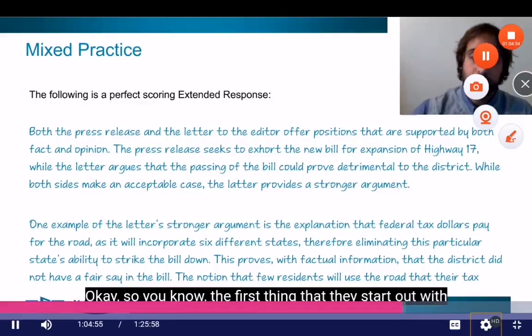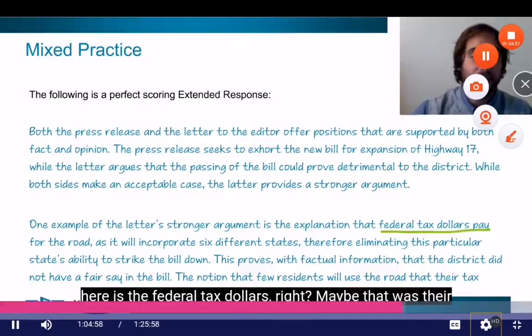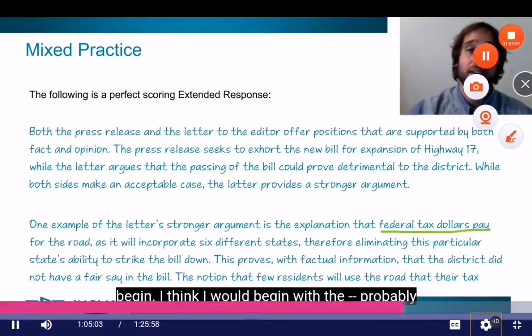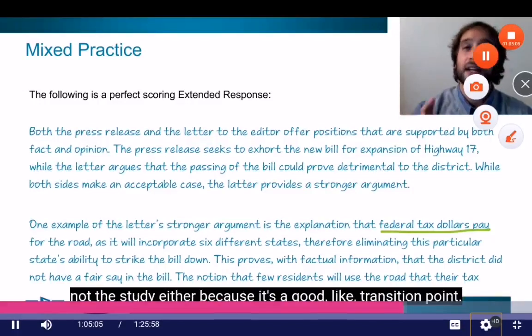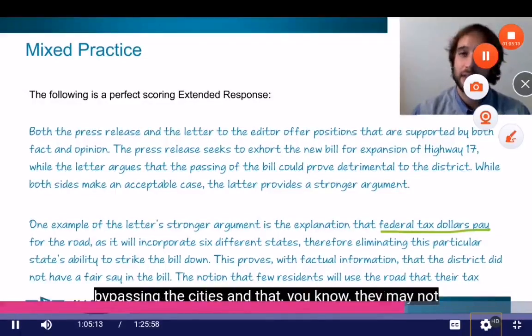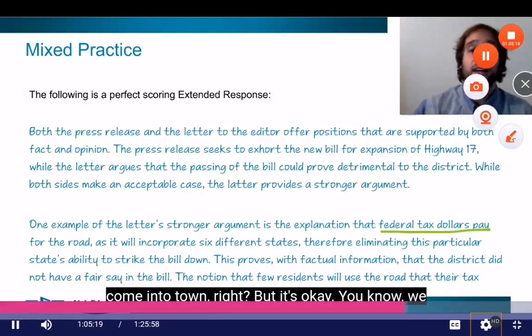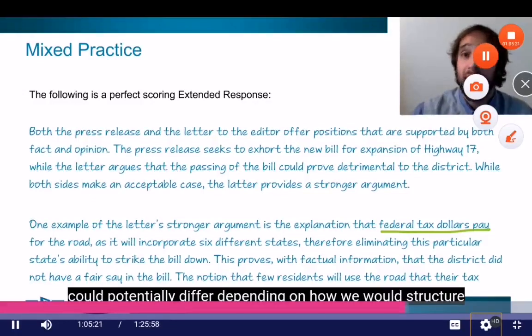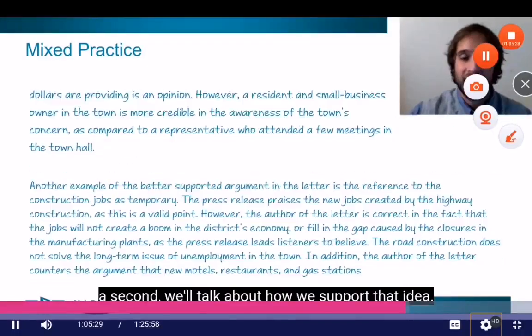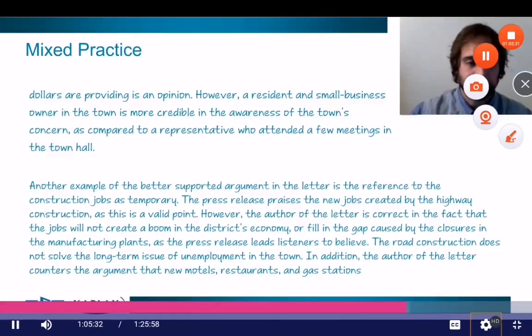Okay, so the first thing that they start out with here is the federal tax dollars, right? Maybe that was their bullet point number 1. That wouldn't be where I would necessarily begin. I think I would begin with probably not the study either, because that's a good transition point. So maybe I would start with the highway being bypassed, like bypassing the cities, and that they may not come into town, right? But that's okay. We could potentially differ depending on how we would structure our essay in terms of what's the strongest point. But here we start with federal tax dollars. In a second, we'll talk about how we support that idea.